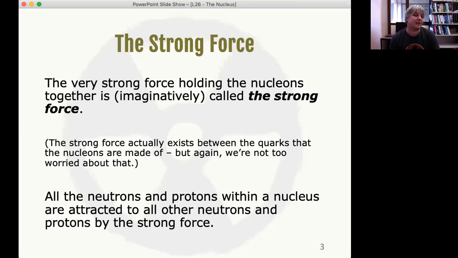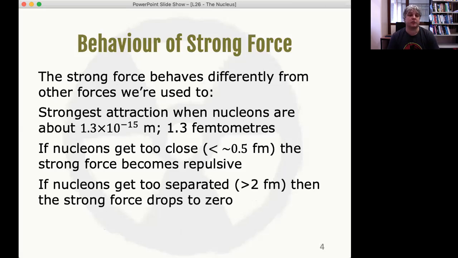It does actually exist between the quarks and gluons that make up the nucleons, but we're not going to go into that again, just mentioning it if you are interested at all in that aspect of physics. So all the neutrons and protons within a nucleus are attracted to all the other neutrons and protons by the strong force. So that strong force is what's holding it together over and above this electric repulsion that we get. But the strong force behaves a little bit differently from other ones that we're used to. It has its strongest attraction when nucleons are about 1.3 femtometers apart. That's 1.3 times 10 to the negative 15 meters.